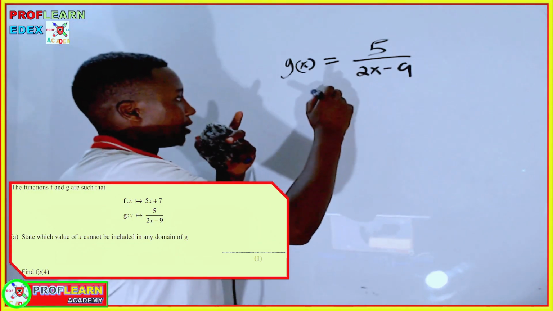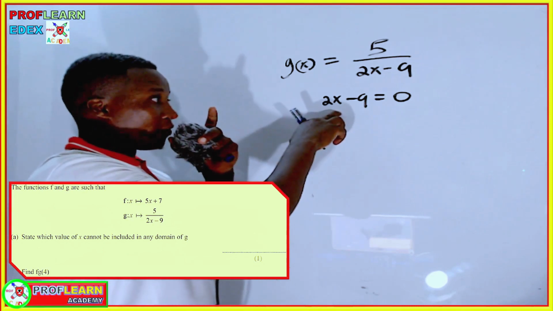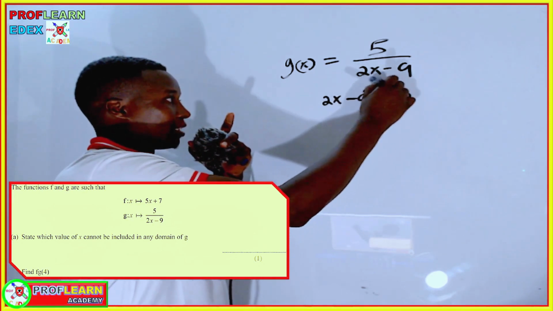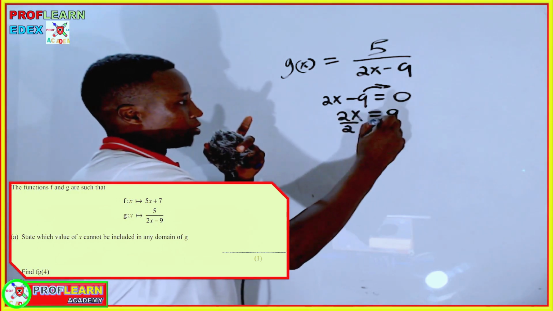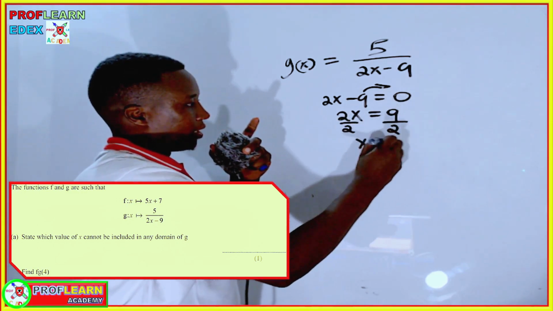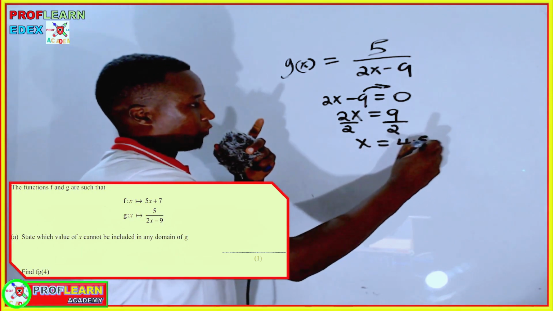So we're going to say 2x minus 9 equals 0 is the value of x that should be excluded. So we shall take 9 to the other side. We shall have 2x equals 9. Divide by 2, divide by 2. Our x becomes 4.5.